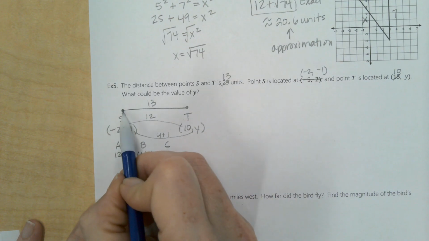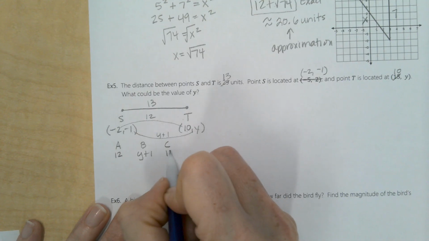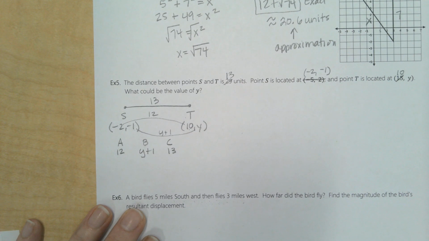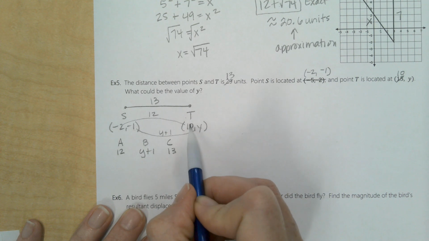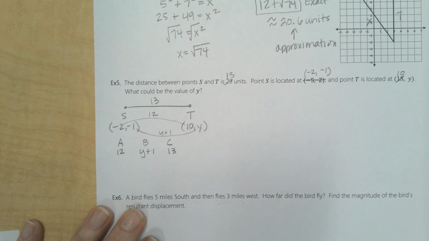C is the distance between the 2 points. 12 is from -2 to 10. So it's 10 plus 2, 10 minus the -2.